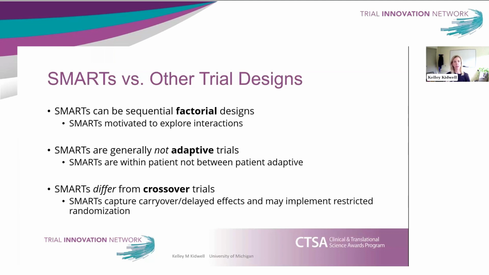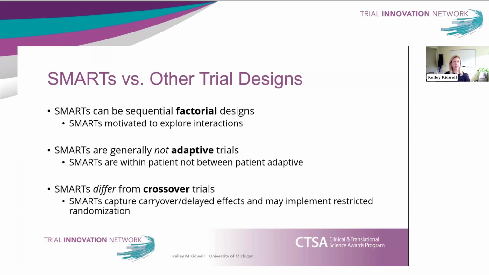A SMART can be very similar to a factorial design, but it's in sequence. And so you're not necessarily, right, going to get those treatments at the same time, but you're going to see what happens if you sequence them. Often in factorial designs, while we might be interested in the treatment interactions, we often assume that there aren't interactions so that we can get this gain in power from using the design. But really in SMART designs, we're highly motivated to explore those treatment interactions, or potential interactions between the initial treatment and the second stage treatment. So it differs a bit there.